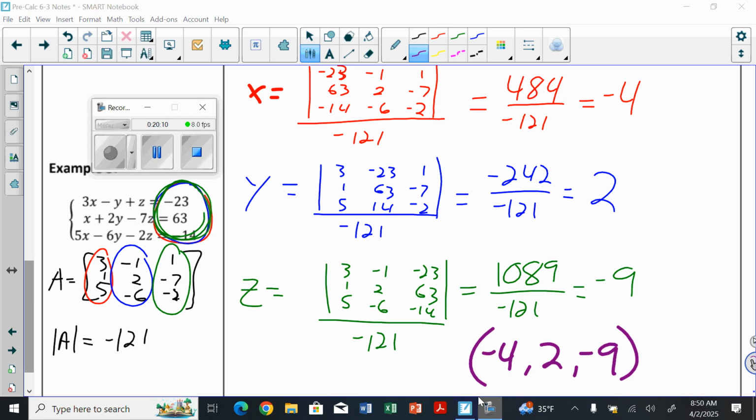Oh, that Cramer, how crazy he is that he came up with this. What a discovery. It helps us solve these systems even more easily.